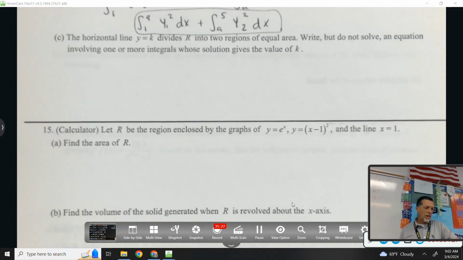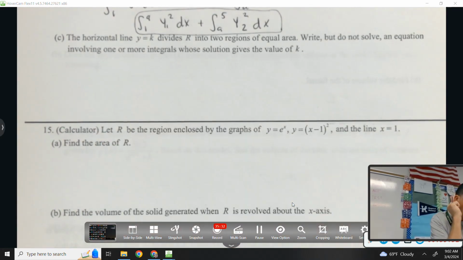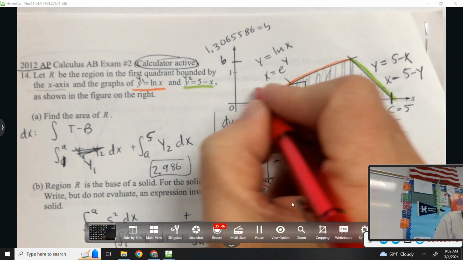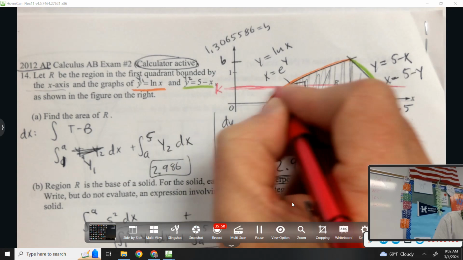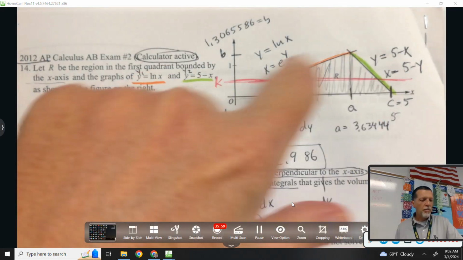Part C. The horizontal line, y equals k, divides R into two regions of equal area. Write but do not solve an equation involving one or more integrals whose solution gives the value of k. We've done this before. So somewhere in there is k that divides that into two pieces. The top piece, the bottom piece have equal area. And now they're forcing me. I've got to do right minus left. I've got to do dy.